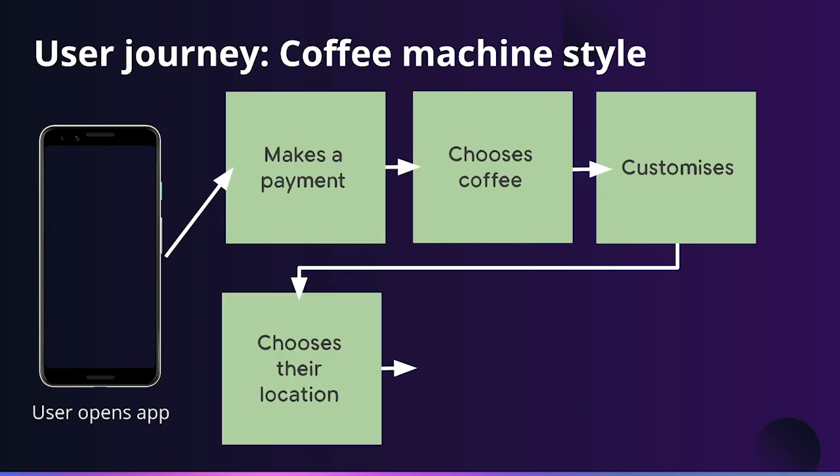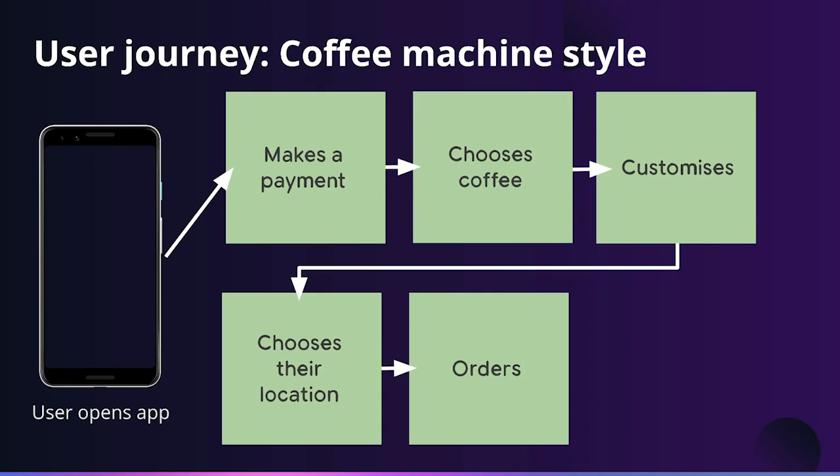The next step would be they choose their location. You've customized your coffee. You're choosing where you want it to be delivered. Do you want it to be delivered where you are? Do you want it to be delivered somewhere else? Perhaps. And then you order the actual coffee.